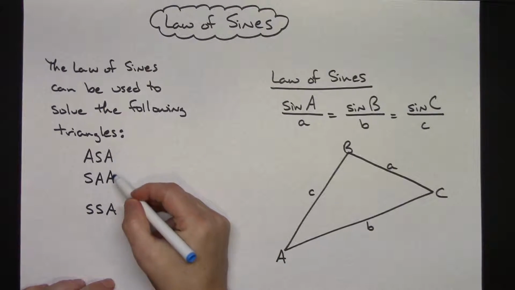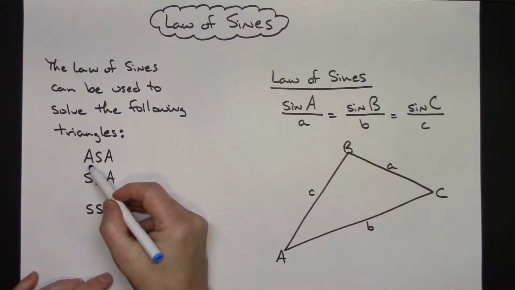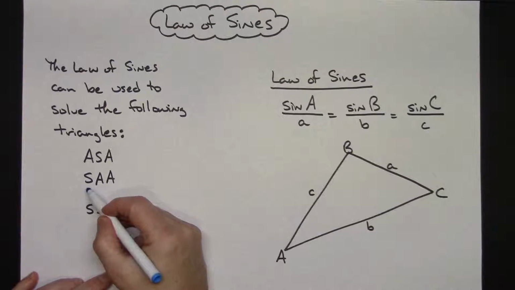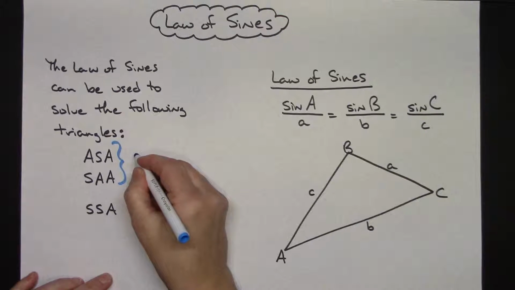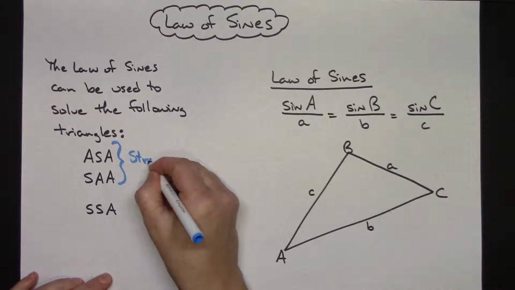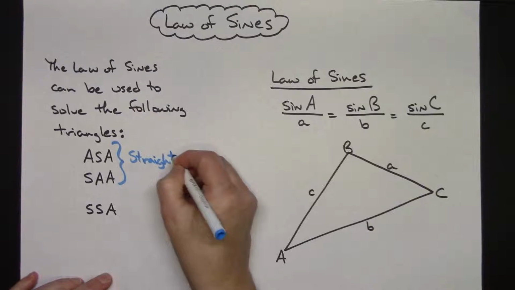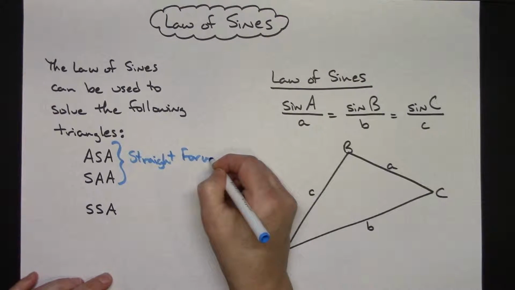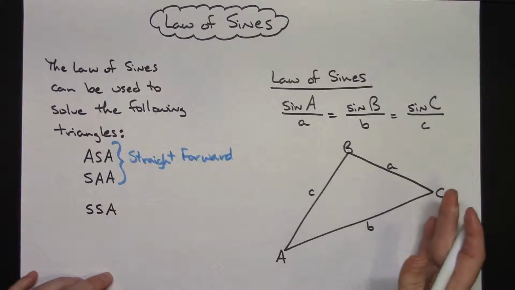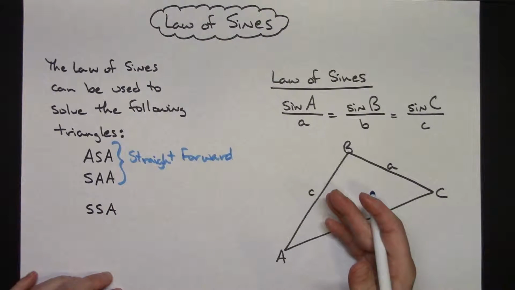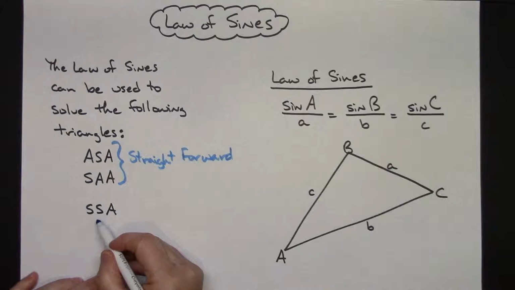Now, in these types of triangles, your angle side angle and your side angle angle triangles are going to work very nicely with the law of sines, and they're pretty much just what I'm going to call straightforward cases. You're not going to have to do a lot of work. It's going to work out nicely, and you will be able to solve for all your missing parts of the triangle.